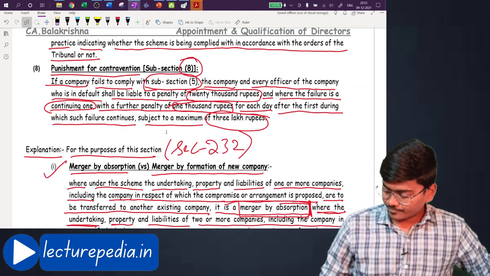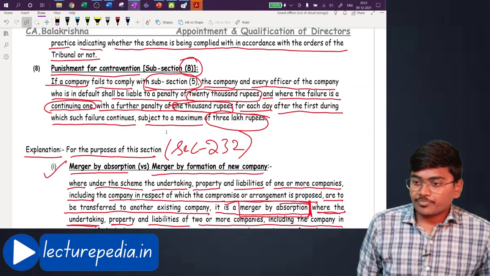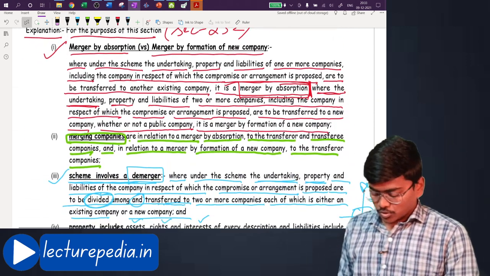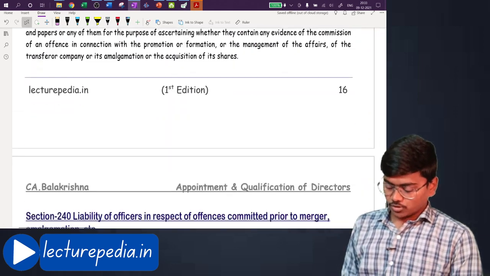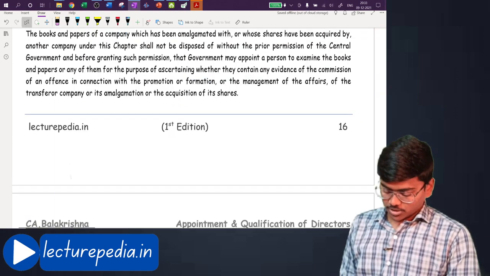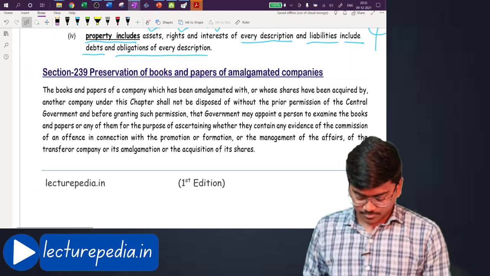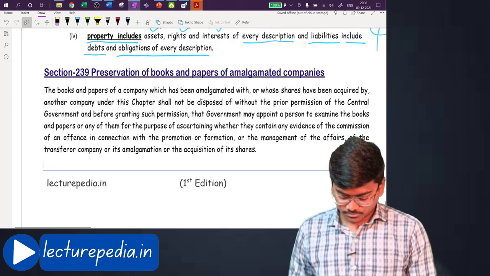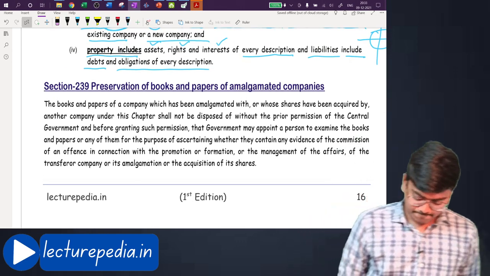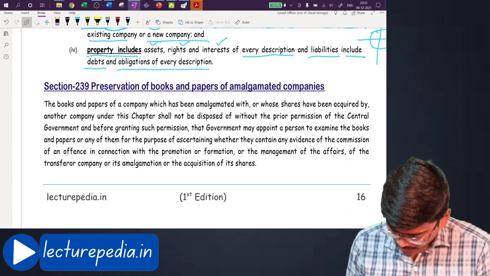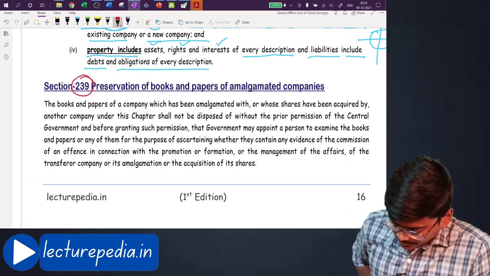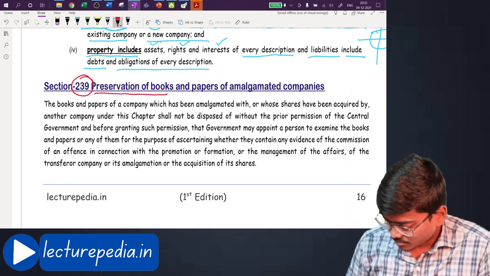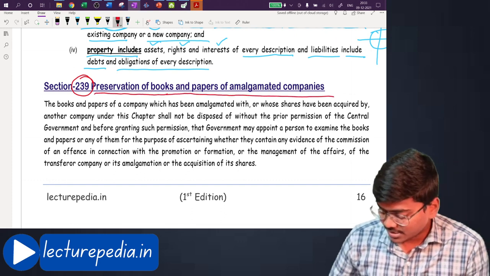Okay, we'll move into the next section which is related to amalgamation. There are two small sections which are related to amalgamation. We'll see those two small sections, that is 239 and 240, just small sections. Section 239, what it deals with: preservation of books and papers of amalgamated companies.